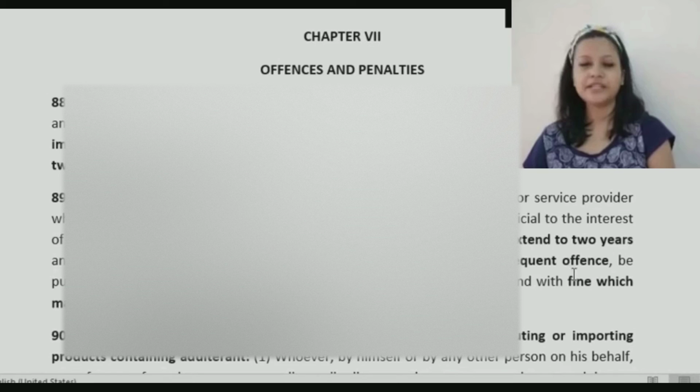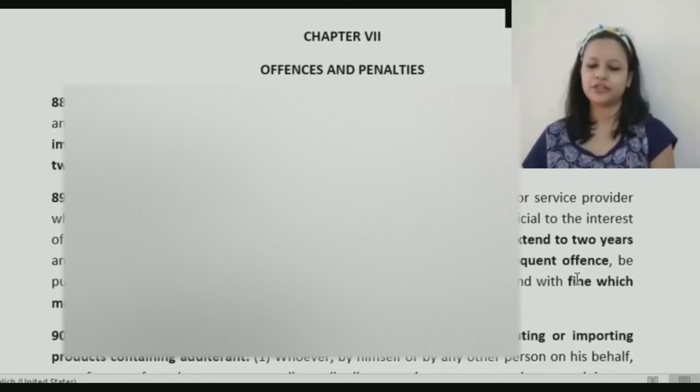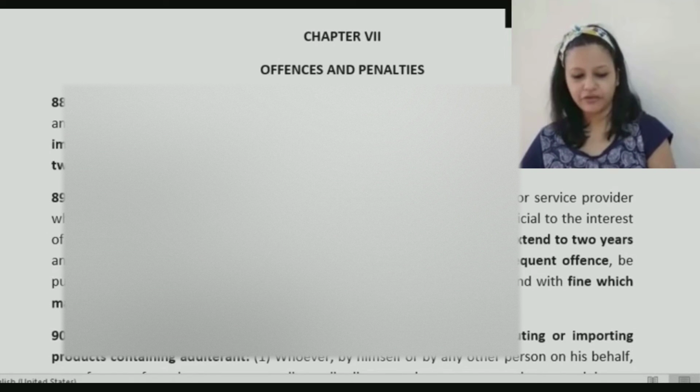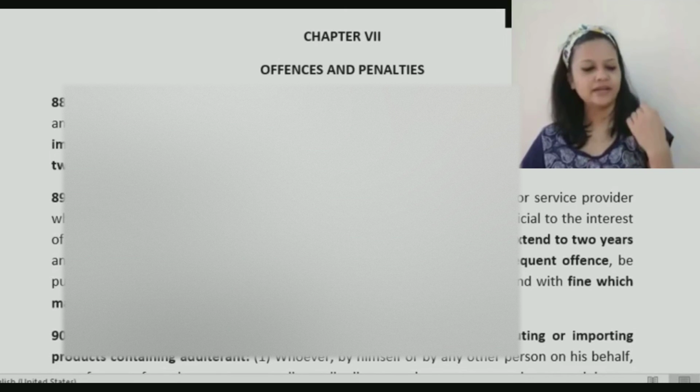But for every subsequent offense, that means he is a repeated offender. First he did the offense, suffered the punishment, and after that he is doing it again. That means it's a more serious situation, and the punishment will also be severe: imprisonment which may extend to 5 years or a fine which may extend to 50 lakh rupees. All right, so the first one we have relates to violating directions given by the central authority, where the punishment is a maximum of 6 months of imprisonment, 20 lakh rupees fine, or both.